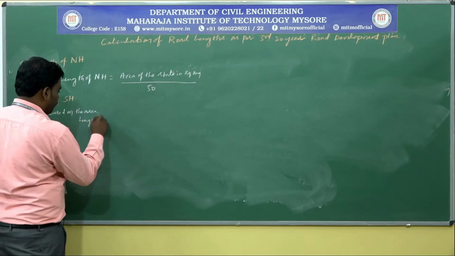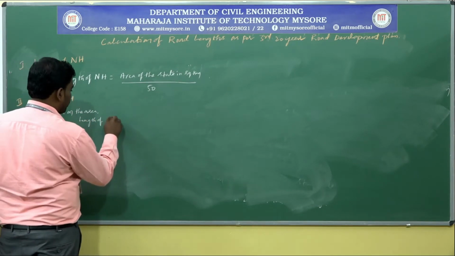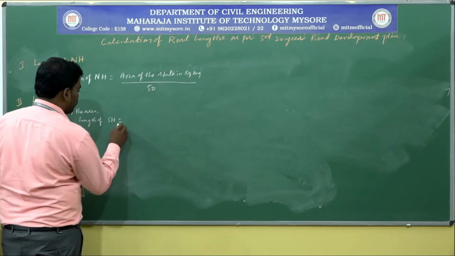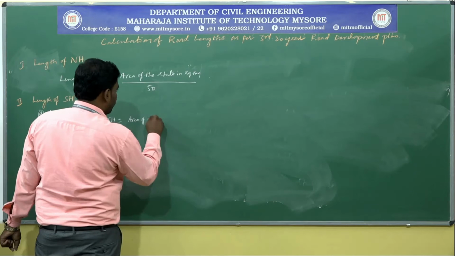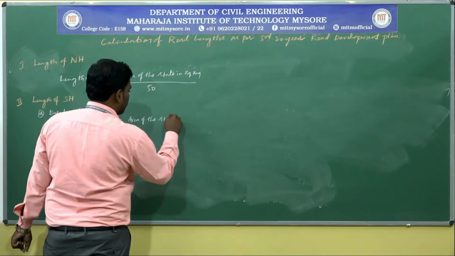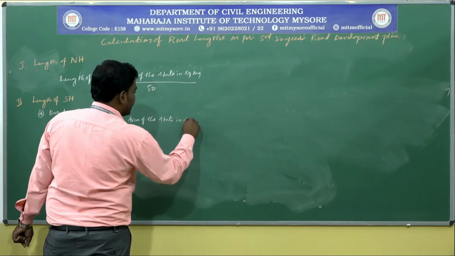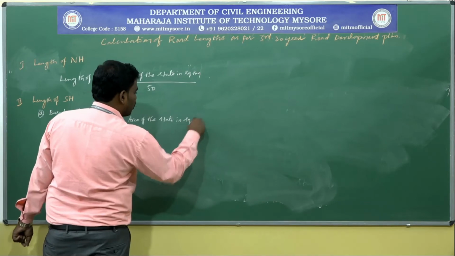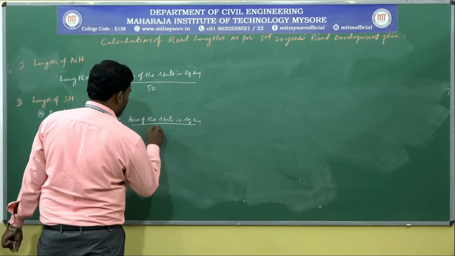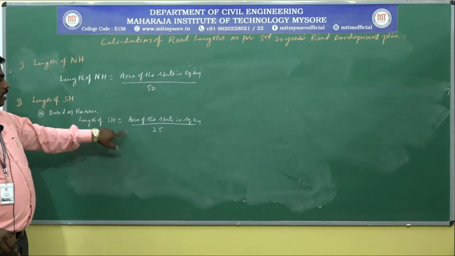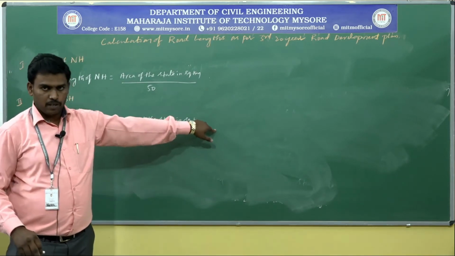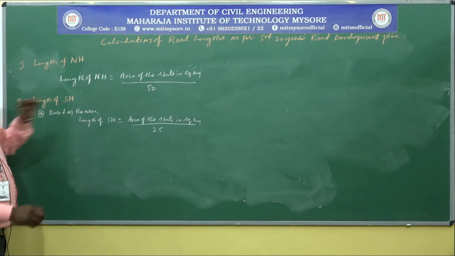length of SH is equal to area of the state in square kilometer divided by 25. So this will give the length of SH in kilometer. This is number one, based on the area.